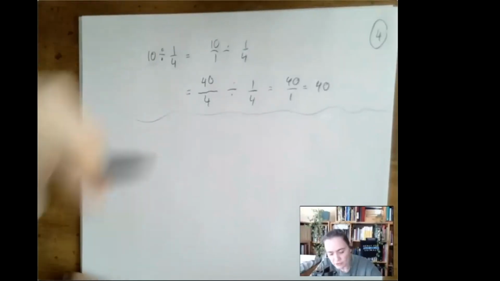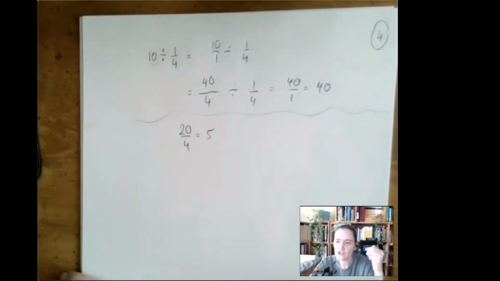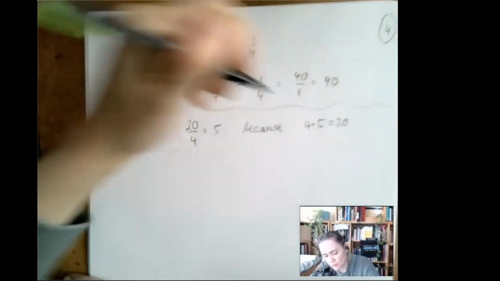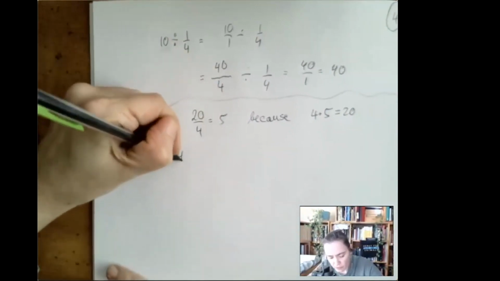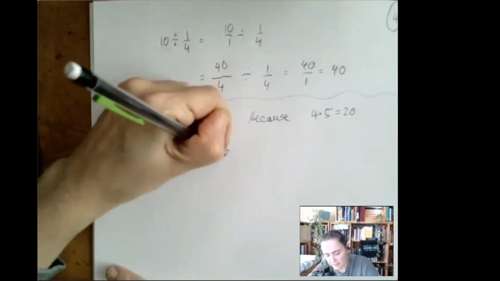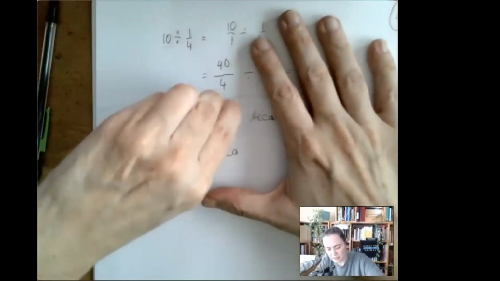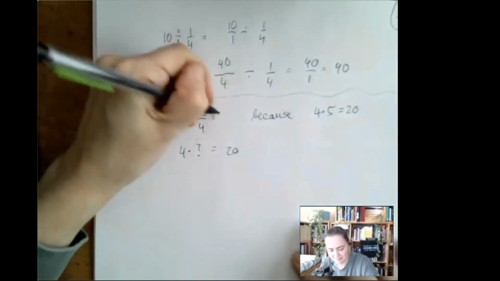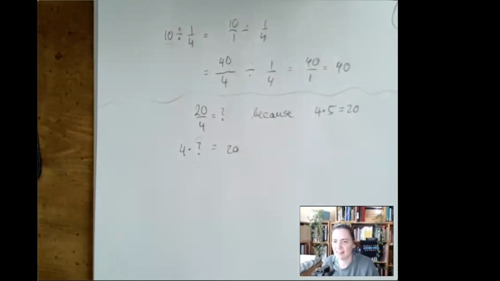Let's start with the division we understand. 20 divided by 4 equals 5 is true because the multiplication backwards works. What times what is what? 4 times 5 is 20. So we could say this division can be rewritten as: 4 times what is 20? So here is the question: 4 times what number will give us 20?